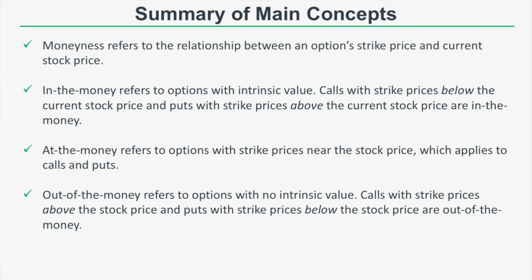Alright, so that pretty much sums up everything you need to know about option moneyness. So let's quickly recap everything that you've learned in this video. First and foremost, moneyness refers to the relationship between an option's strike price and the current stock price. In the money refers to options with intrinsic value, which means calls with strike prices below the current stock price and puts with strike prices above the current stock price. At the money refers to options with strike prices near or equal to the stock price, which applies to calls and puts. And lastly, out of the money refers to options with no intrinsic value, and that means call options with strike prices above the current stock price and put options with strike prices below the current stock price.